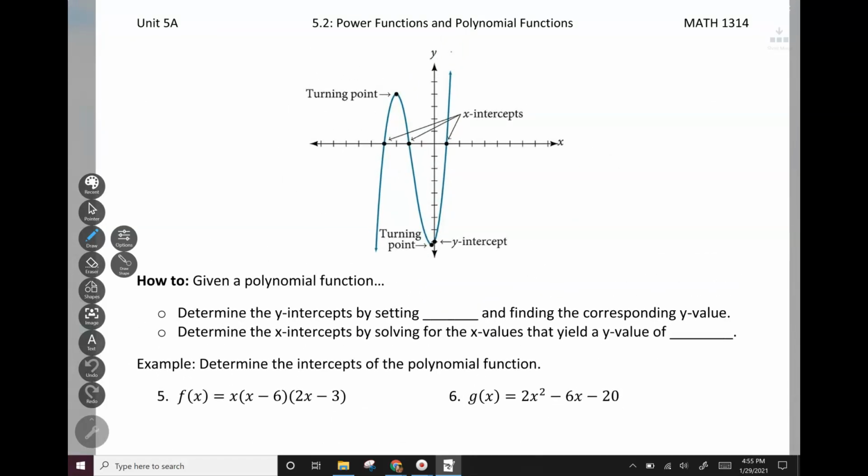Here's an illustration of some of those definitions that we just talked about. These are turning points here. It's a max and a min, really, but these are turning points. This top one where the graph goes from increasing to decreasing, and this one at the bottom where your graph goes from decreasing to increasing. And then of course your x-intercepts along the x-axis, your y-intercept on the y-axis.